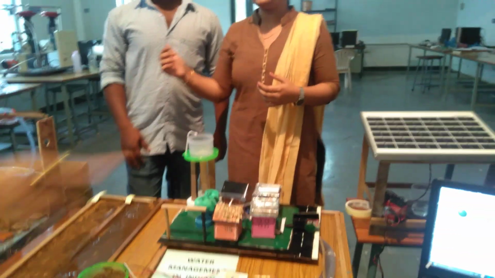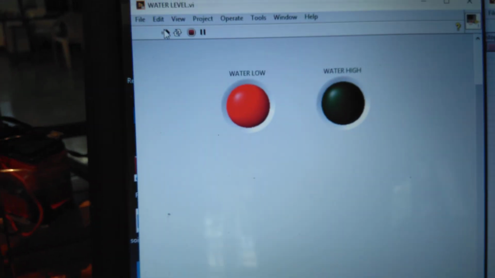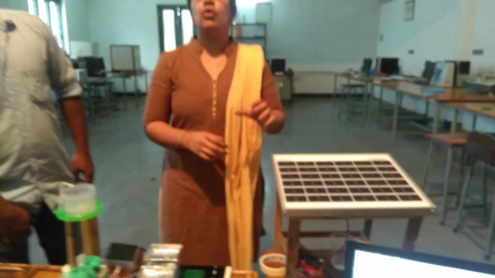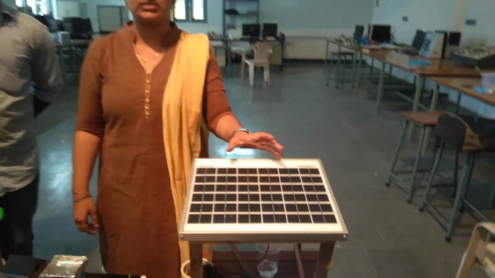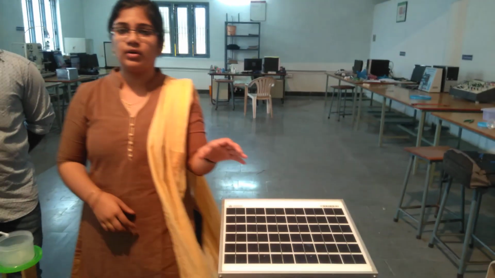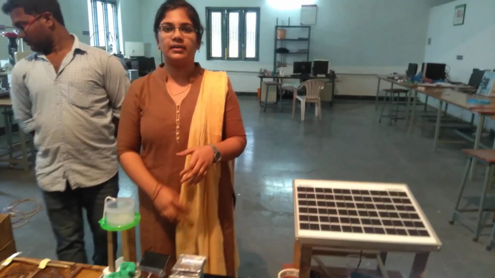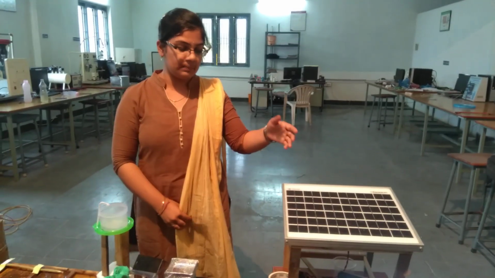For the pumping purpose and the electrification of this village, we are taking the whole electrification part from the solar system. We are not depending on any external sources, because to make this village independent, we are depending on the renewable energy source.